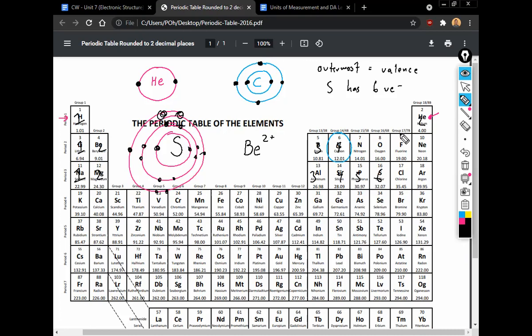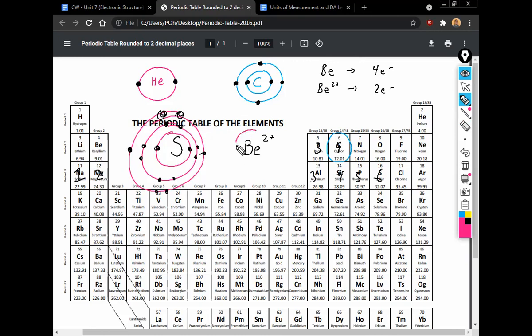All right, let's do Be2+, and this is the one that I kind of threw out here just to trick you guys up a little bit. But let's do beryllium 2+. Okay, so if we think about regular beryllium, how many electrons does regular beryllium have? 4, right? It has 4 valence electrons. So if I have Be2+, how many electrons does that have? 2. Okay. So if you look at beryllium, beryllium has 2 shells, right?